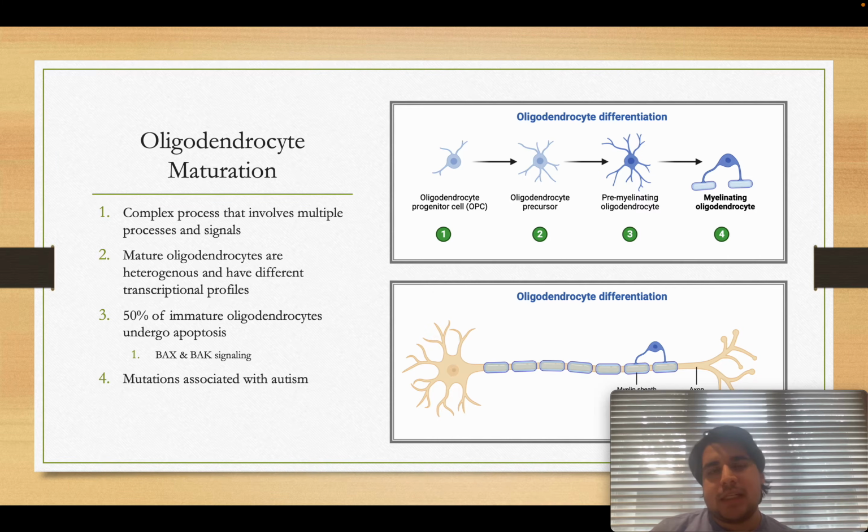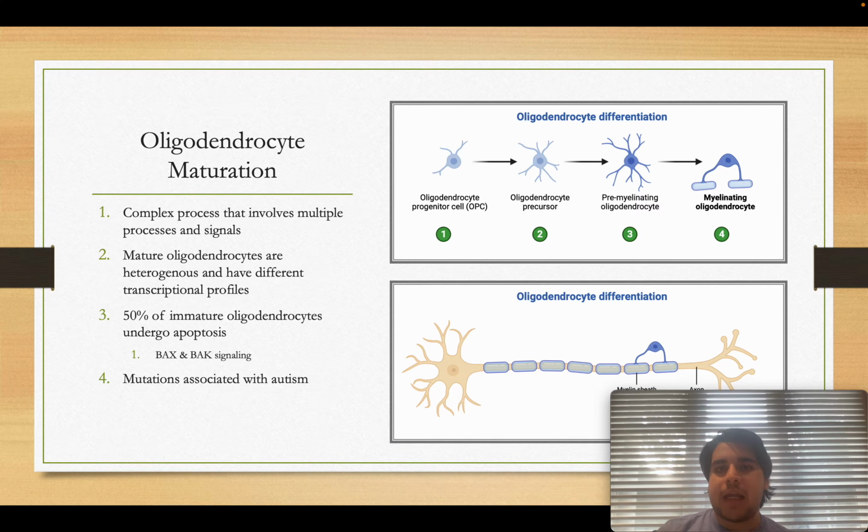Another thing to remember is that this process is very tightly regulated with many different steps and signals. Actually, 50% of immature oligodendrocytes undergo apoptosis and basically they die. It is still unclear what the specific mechanism and pathways are, but the BAX and BAK signaling pathways are thought to be very likely involved in the apoptosis of these cells.